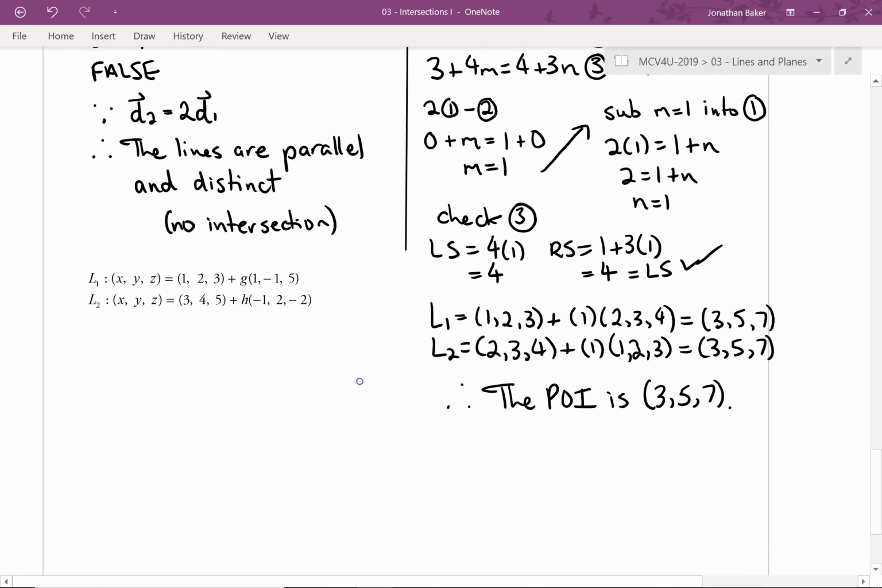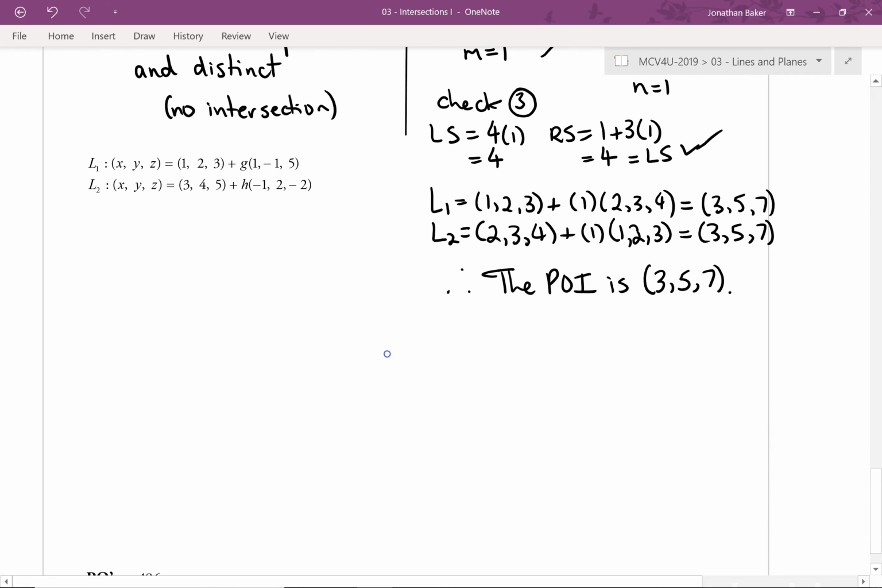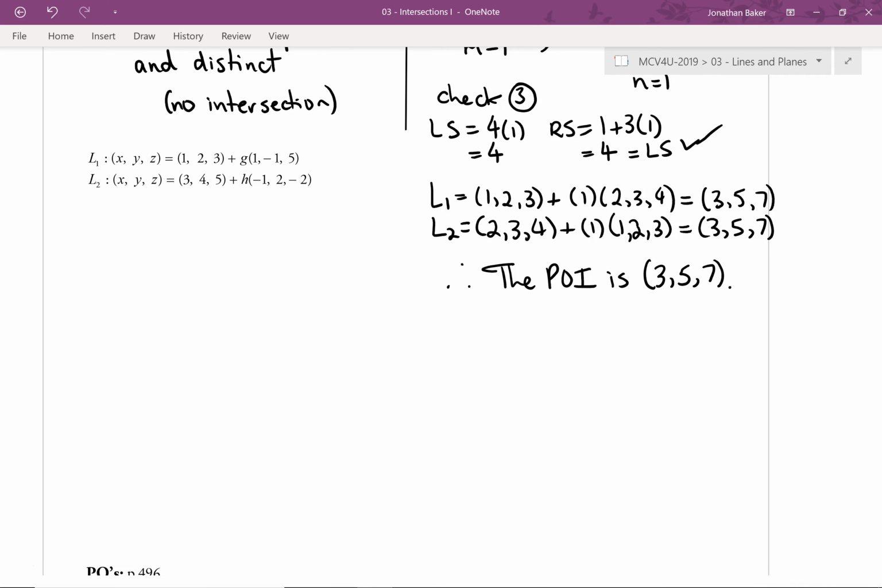Okay, so we have one more example here. L1 and L2. This time we have (1, 2, 3), (3, 4, 5), and we have these direction vectors here that follow parameters g and h. Well, let's use the same method and see what we get this time.